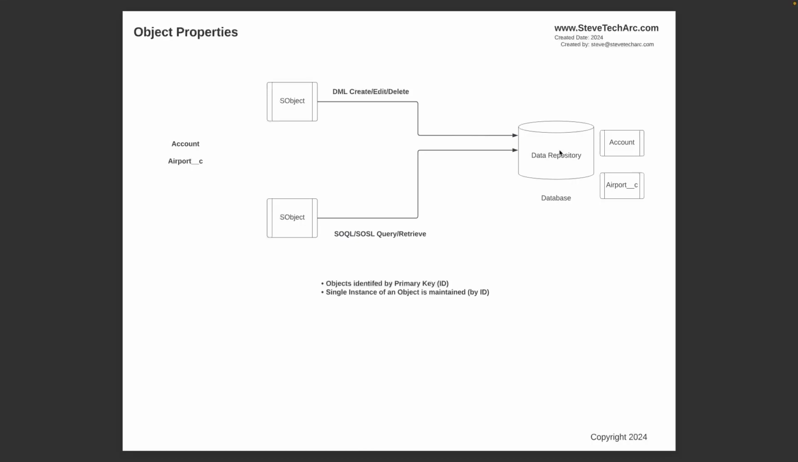Every SObject is maintained with a primary key, 99% of the time. That's what's called an ID. And there's a single instance of an object maintained by that ID. So if you were to query it by ID and another process were to query by the same ID, they would be getting the same record. And if you make updates, there's a single instance, so the updates are maintained transactionally. These are some key tenets that may seem obvious, but when we start switching over to platform events, we're going to see a difference.